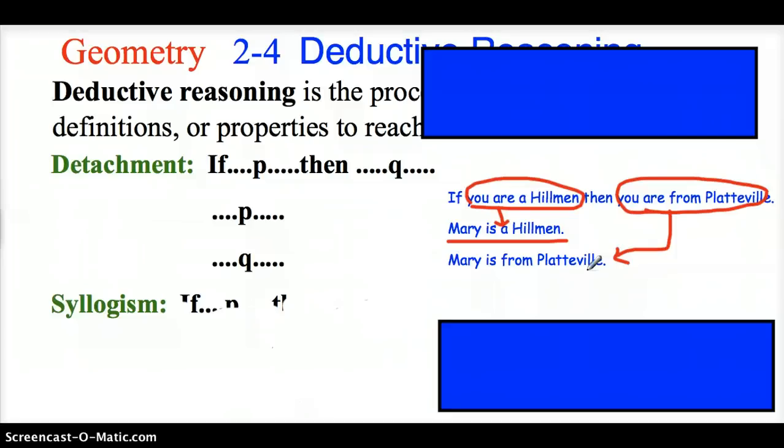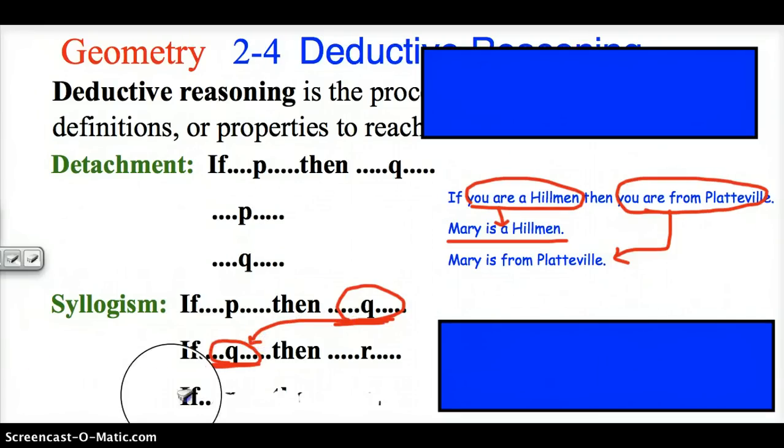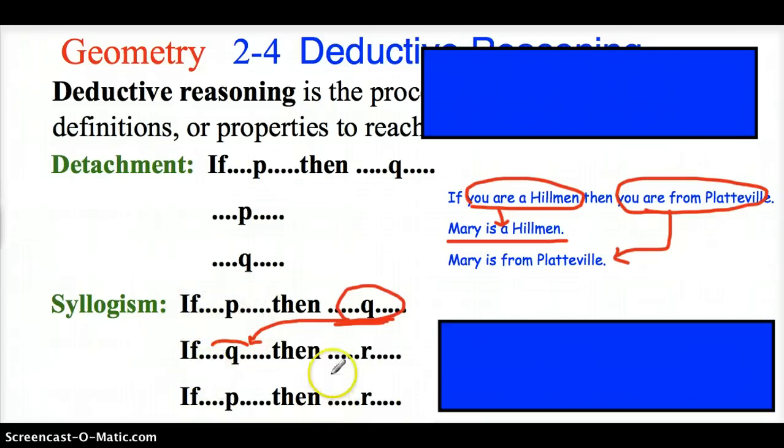Syllogism uses an if-then statement again first, then another if-then statement, but notice that if P, then Q, the second conditional statement or if-then statement begins with what you've ended with here. And then your third statement or your conclusion is taking the beginning or the P part and using the hypothesis or the conclusion of the second one.